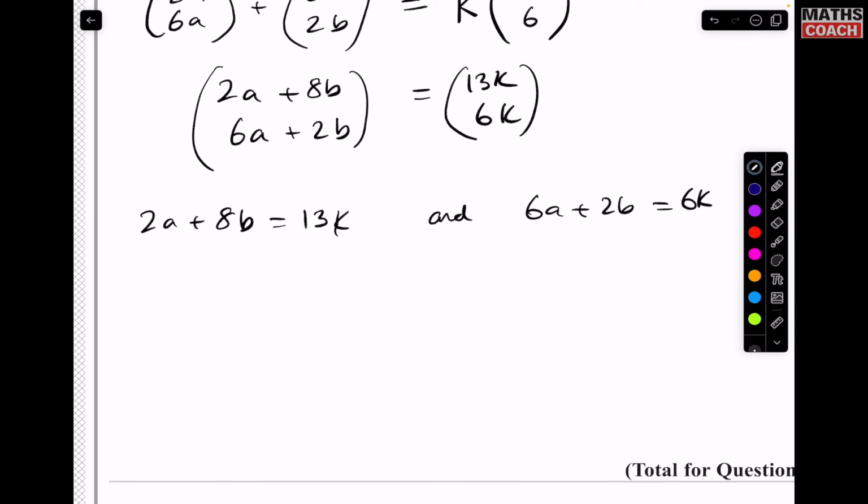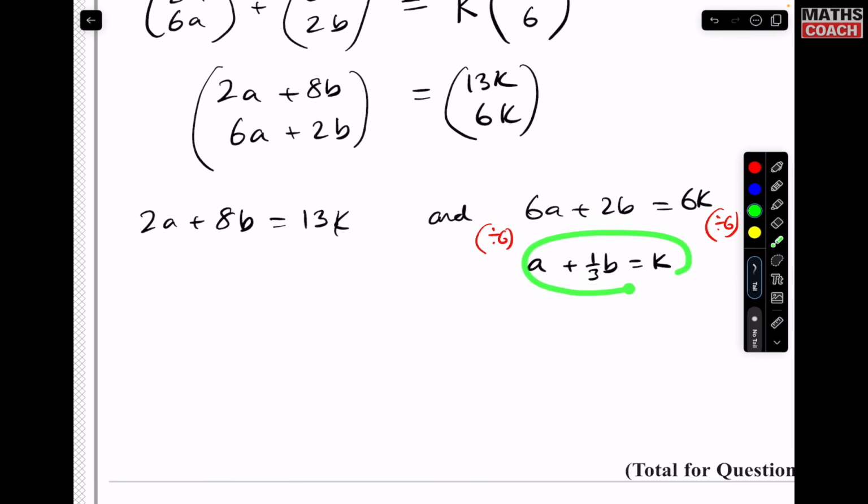So let's take this one, because we can divide everything by 6 here and make k the subject. So if we divide everything by 6, divide by 6 here, divide by 6 there, we'll have a plus 2 divided by 6 is a third, so a third b is equal to k. Okay, and then what we can do is take this k value and sub it in there. All right, so we can sub it right there.